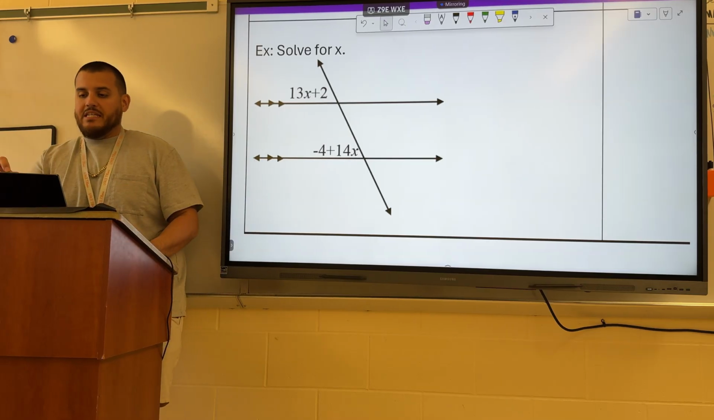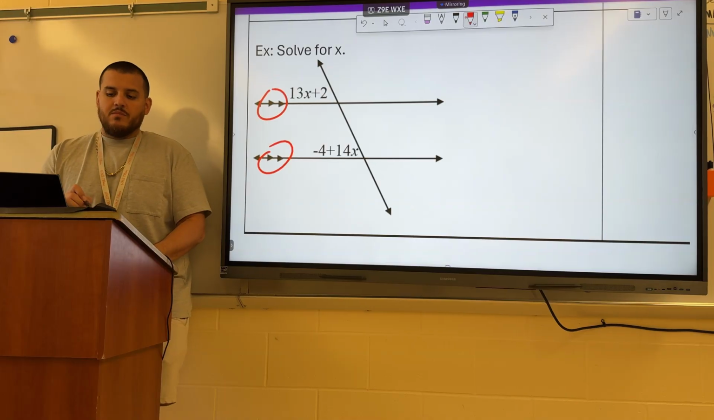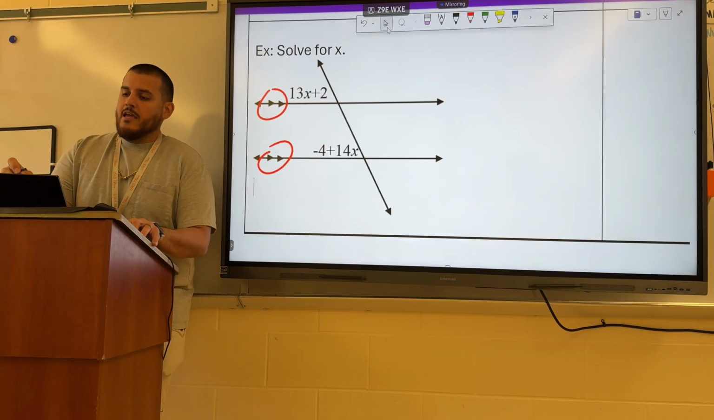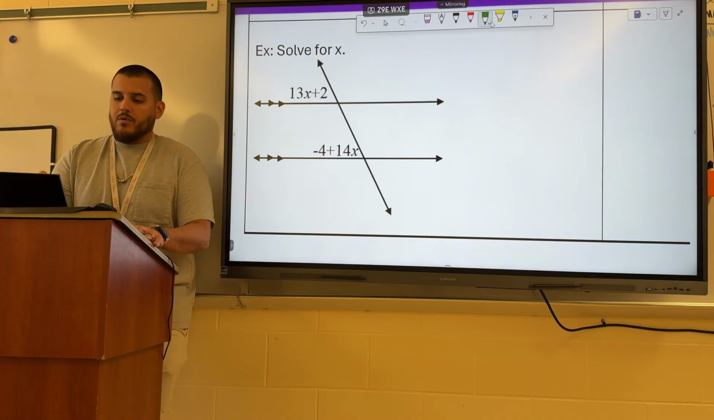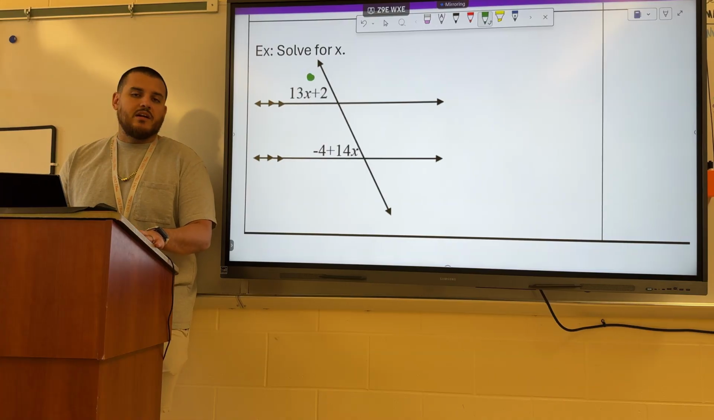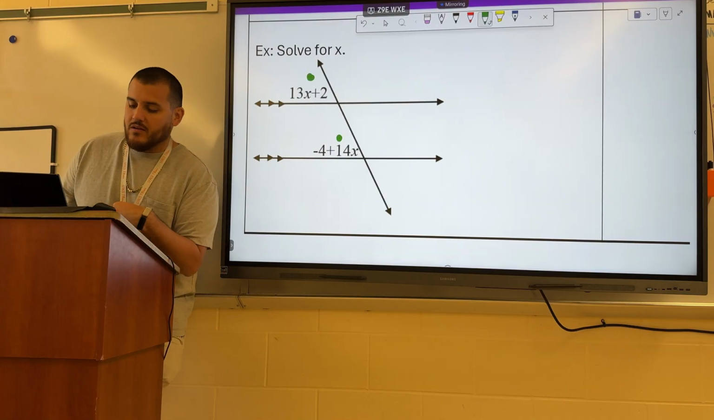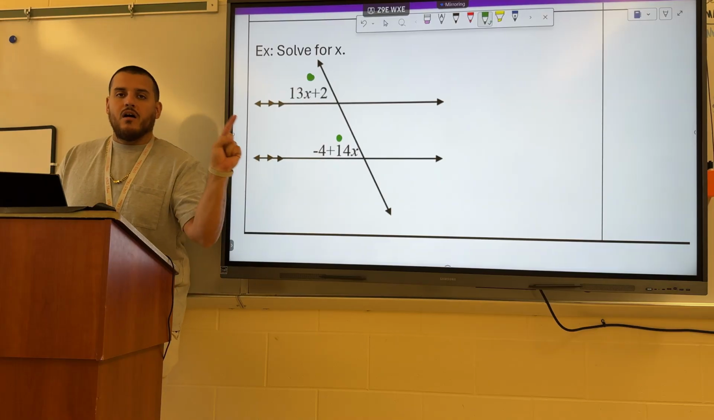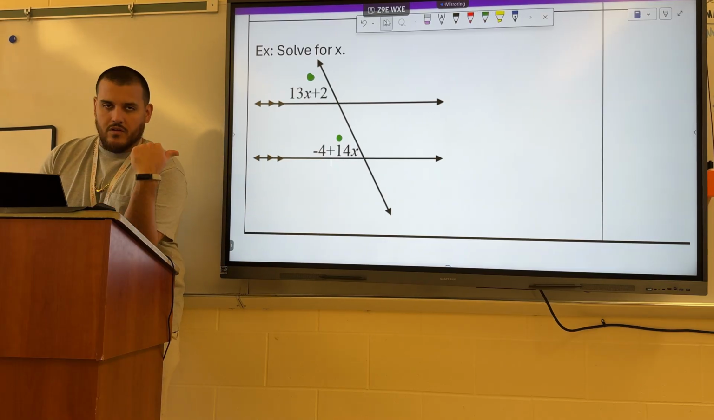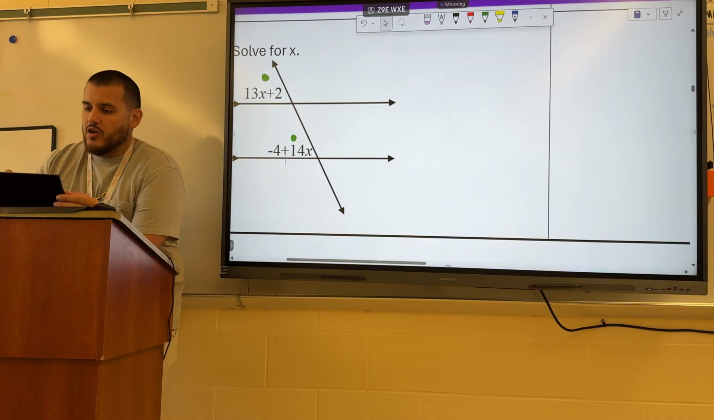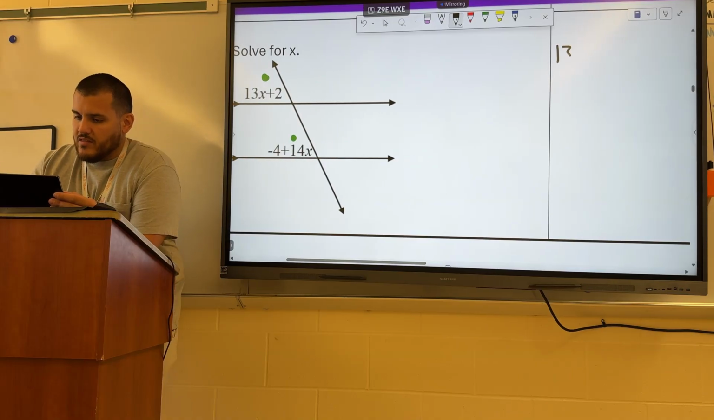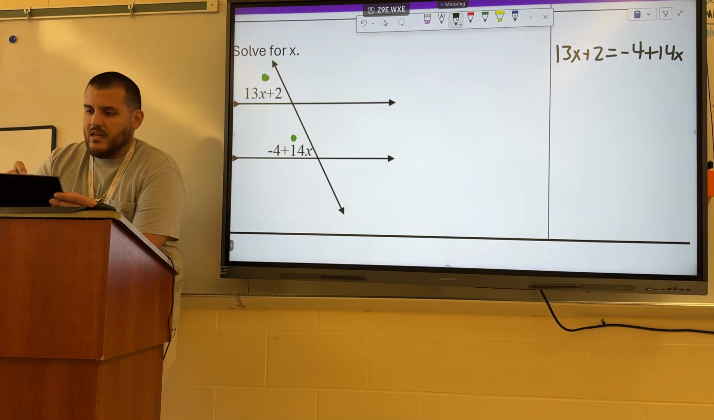So I can first identify, I have parallel lines here because I have matching amount of arrows on each line. Next, I can identify my angle pair. Both of these angles are in the top left of their intersection, therefore they are corresponding angles. And because they're corresponding on parallel lines, we've learned just now that these must be congruent to each other. So that 13x plus 2 must equal the -4 plus 14x.